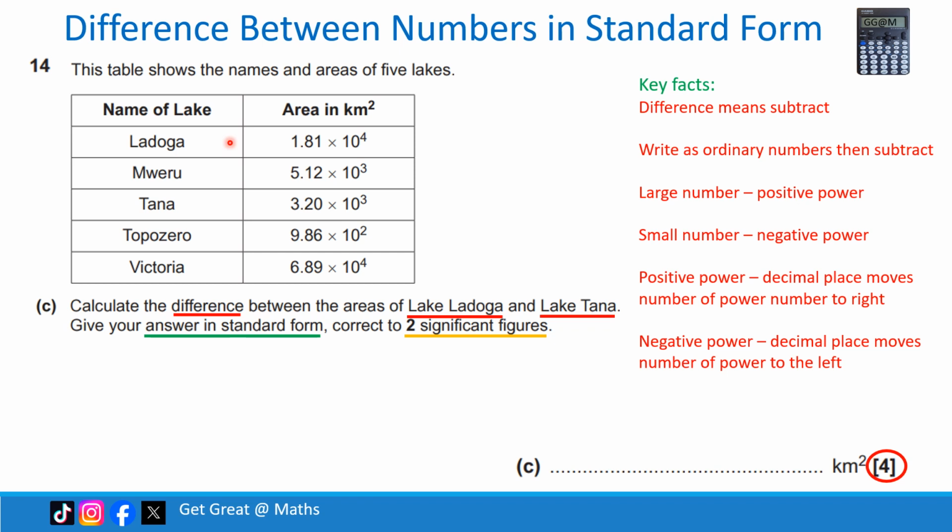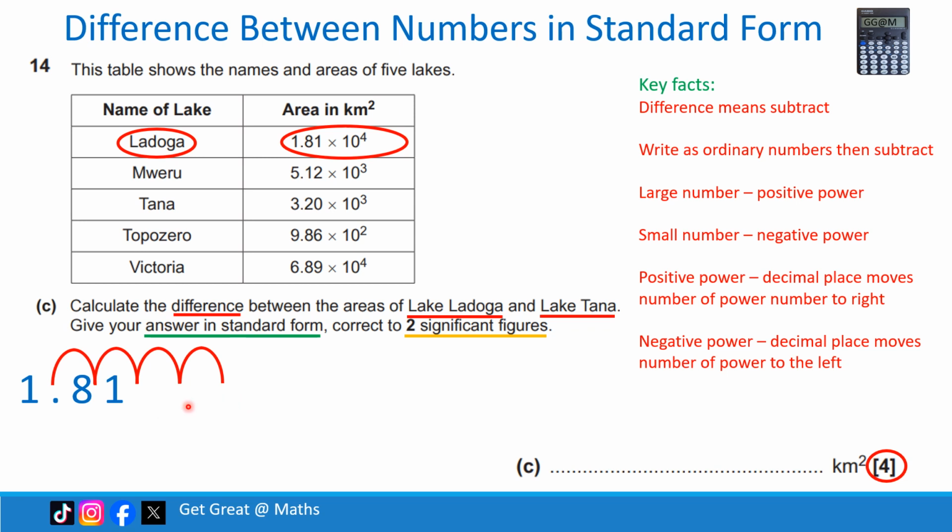Well done. So first of all, we're going to identify the top lake. We've got the number 1.81 times 10 to the power of 4, and we're going to write this as an ordinary number. I start with the digits 1.81. This decimal point has got to move to the right because the number is a large number. It's going to move 4 places to the right, so I go 1, 2, 3, 4, and the new decimal point will end up here at the end.